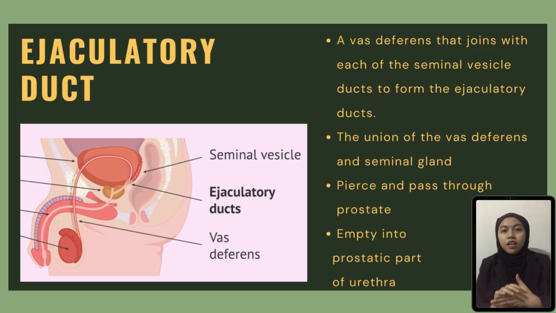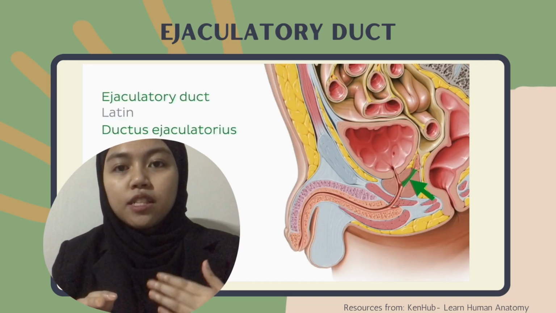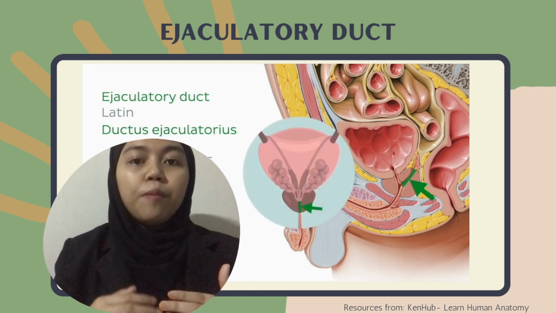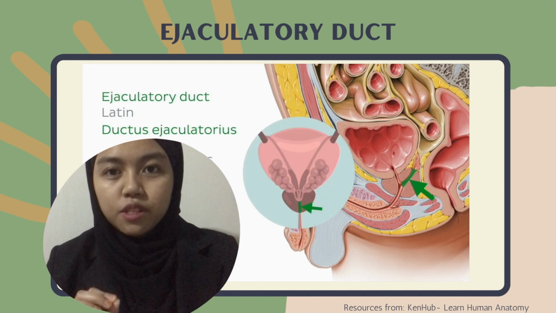And then the next one is the ejaculatory duct. Each of the male's two testicles has a vas deferens that joins with each of the seminal vesicle ducts to form the ejaculatory ducts. The ejaculatory ducts move through the prostate and pick up the prostatic fluid to add to the semen. The fluid empties into the urethra.